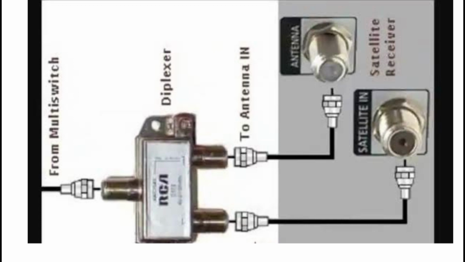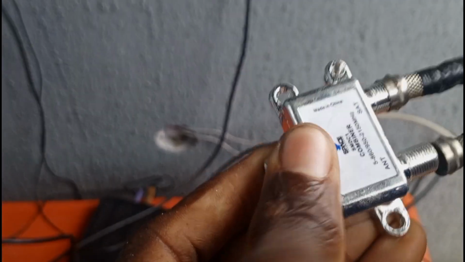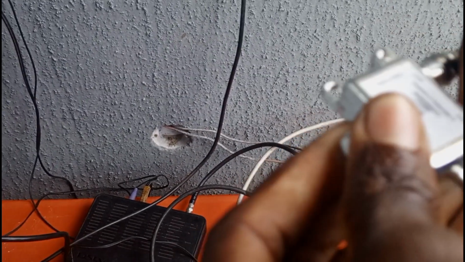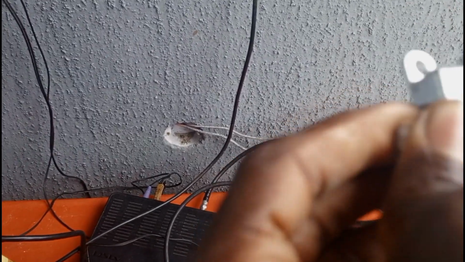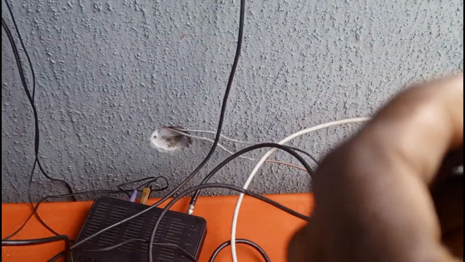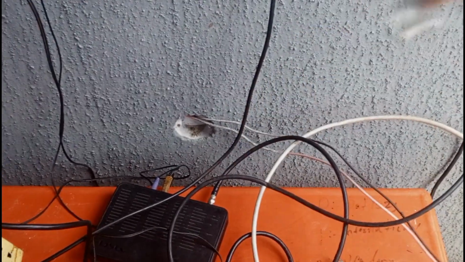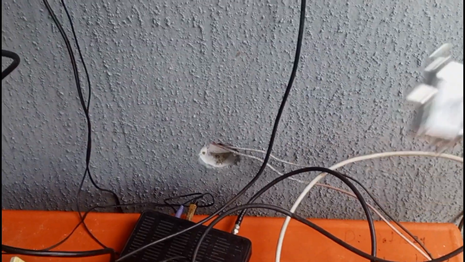Connect the satellite output to the satellite decoder. This connection is crucial for receiving satellite channels clearly and without interference. And the terrestrial output to the terrestrial decoder. This step is essential for accessing terrestrial broadcasts with high quality.